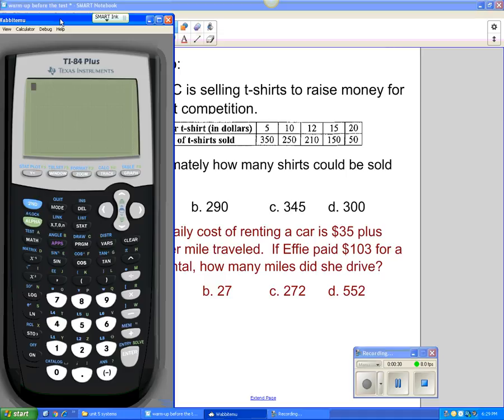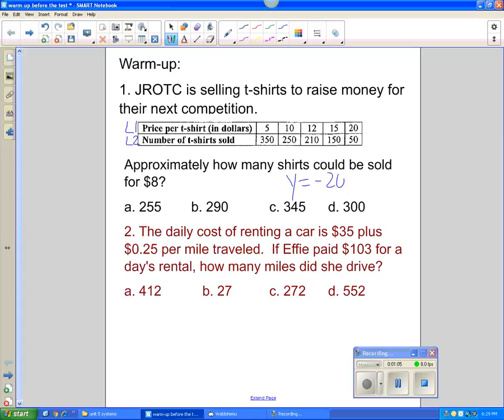So I'm going to go to stat, edit, and I'm going to put in 5, 10, 12, 15, and 20. Go over to L2, 350, 250, 210, 150, and 50. And hit stat, over to calc, down to number 4. Enter, enter, enter. You get negative 20x plus 450. Y equals negative 20x plus 450.